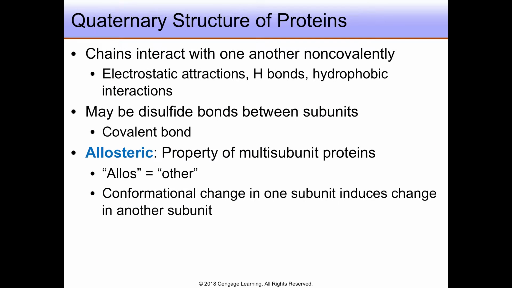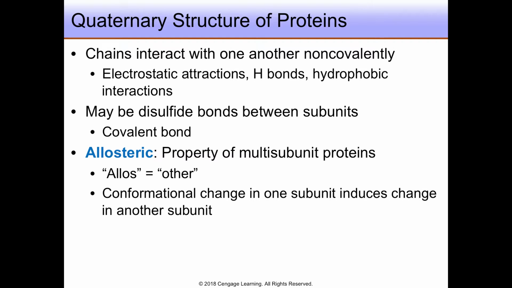Let's consider what kinds of forces hold the subunits together. Well, they will be those types of non-covalent forces we've considered thus far: electrostatic attractions, hydrogen bonds, and hydrophobic interactions. There may also be covalent bonds connecting the subunits in the form of disulfide bonds.